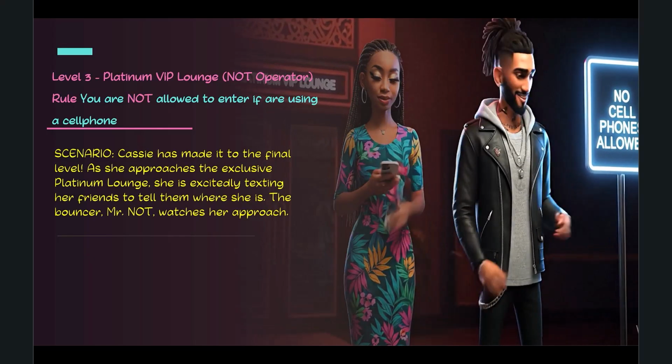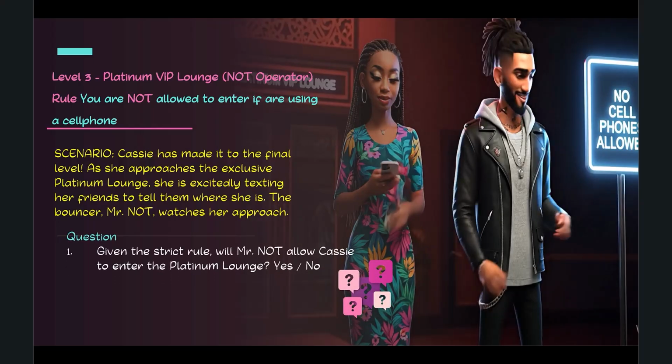Cassie has made it all the way to level 3 Platinum VIP lounge. And here we have Mr. Not, our bouncer. The rule for this section is you are not allowed to enter if you are using a cell phone. Now Cassie has made it to the final level. As she approaches the exclusive Platinum Lounge, she is excitedly texting her friends to let them know where she is. The bouncer, Mr. Not, watches her approach. Given this strict rule, will Mr. Not allow Cassie to enter the Platinum VIP Lounge? No. Why? Because Cassie was using her cell phone. Therefore, she will not be allowed to enter the VIP Lounge.